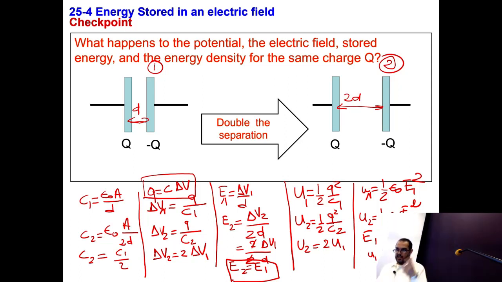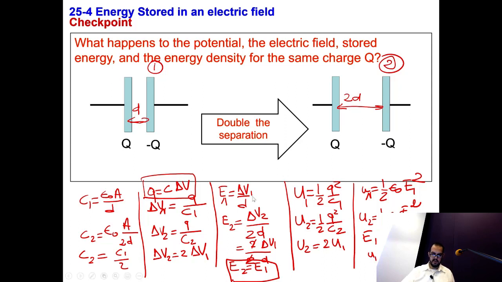Clear? Any of these can be an exam question. You can be given a question and asked to determine what happens to the energy density, or what happens to the electric field. So here we did what happens to the capacitor, the potential difference, the electric field, the energy, the electric potential energy, and the energy density. Is this clear? Any questions?